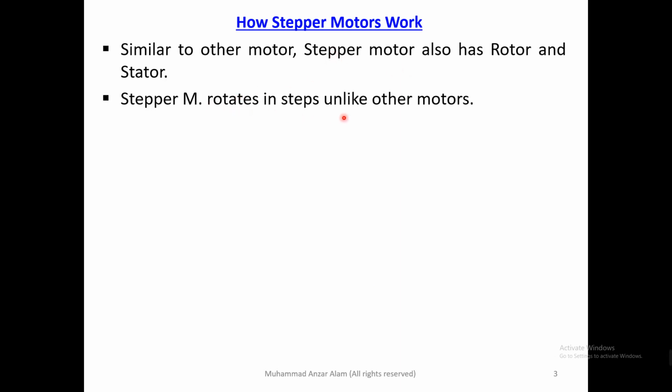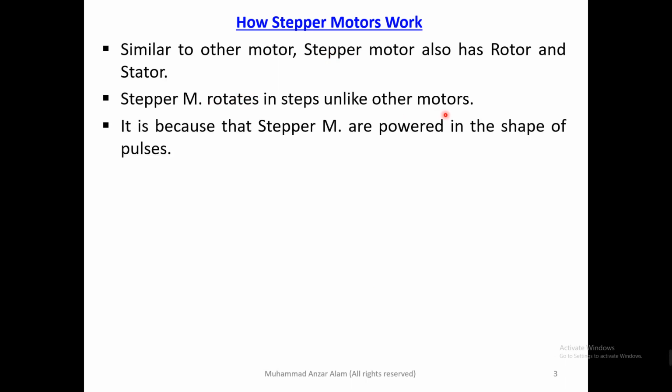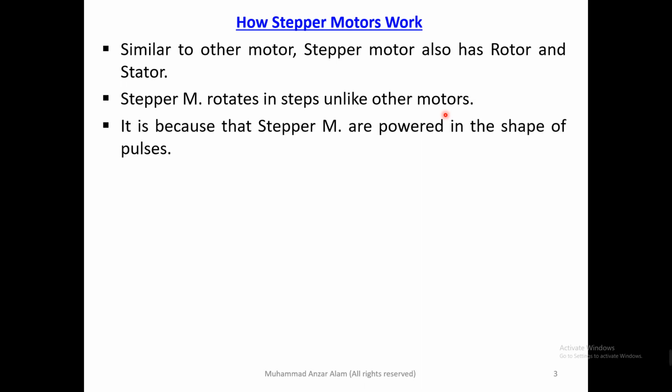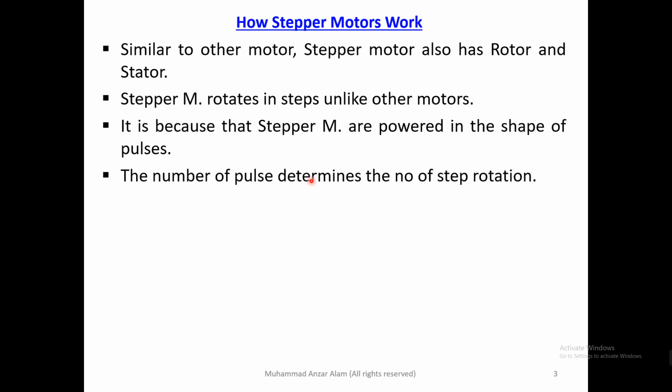A stepper motor rotates in steps, unlike other motors. Other motors rotate continuously. For example, the servo motor, the induction motor or any other DC motor rotates continuously because a continuous power source is provided to them. But stepper motors are powered in the shape of pulses. They are not powered in a continuous manner. But now we are just talking about the basic versions.